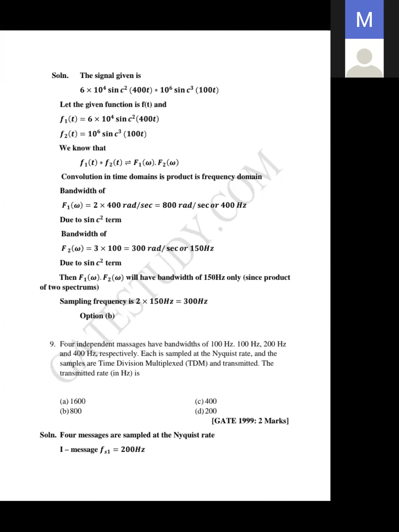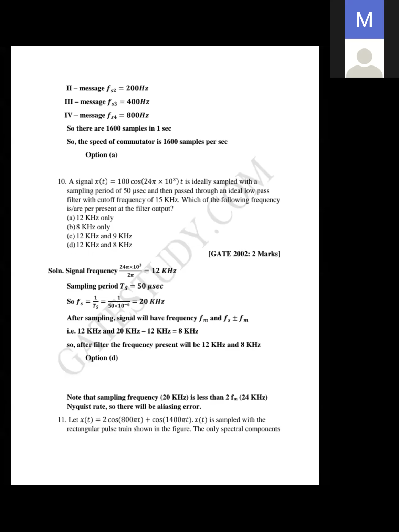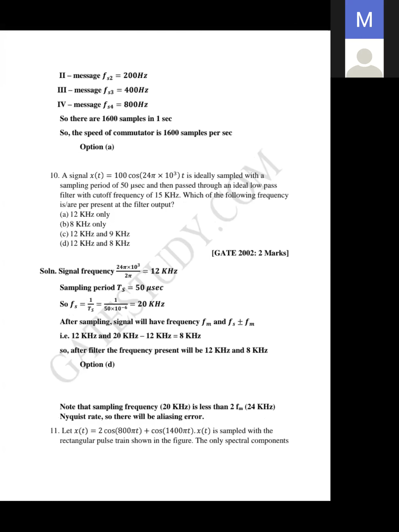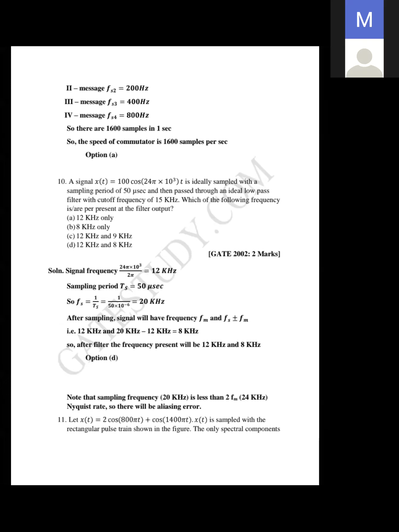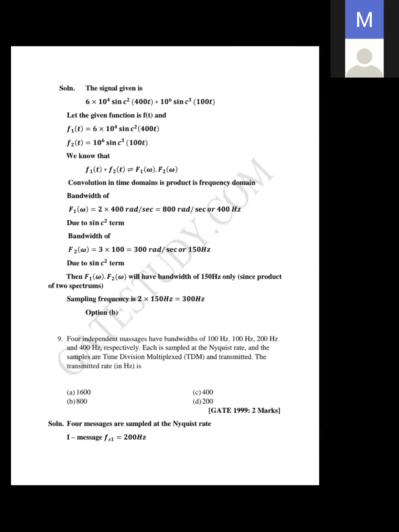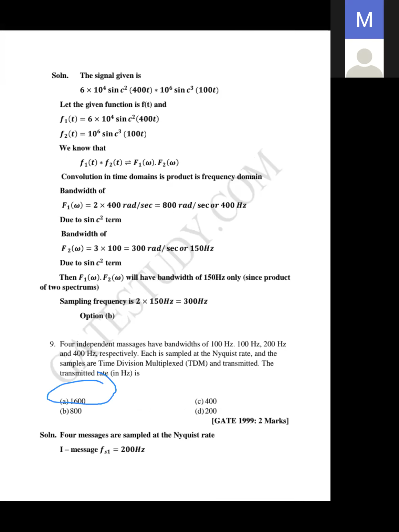Okay, just add all the values. Because this is time division multiplexing, we need to add all these values, then we will get the number of samples per second. So the answer is 800 plus 400 plus 200 plus 200, so the total is 1600 samples in 1 second. So if we go to the options, the answer is A, 1600.